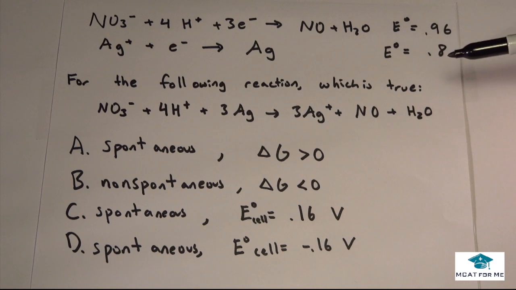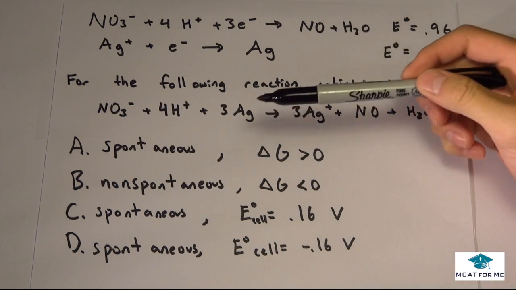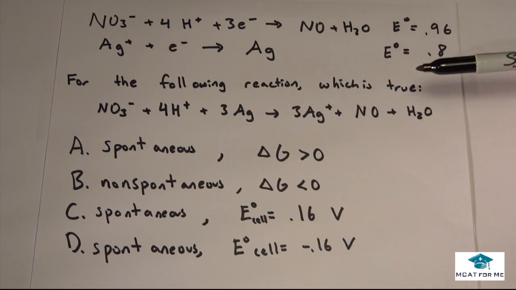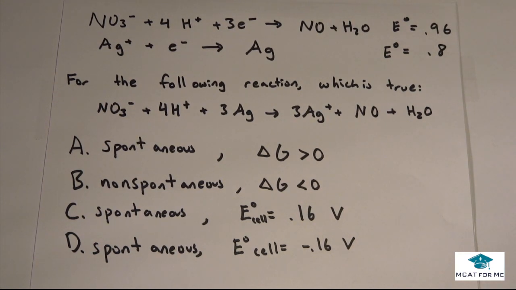So today we have a chemistry question of the day, and this one's asking for the following reaction which is true. And we have NO3 minus plus 4H plus 3Ag goes to 3Ag plus NO plus H2O, and these are our two half reactions.